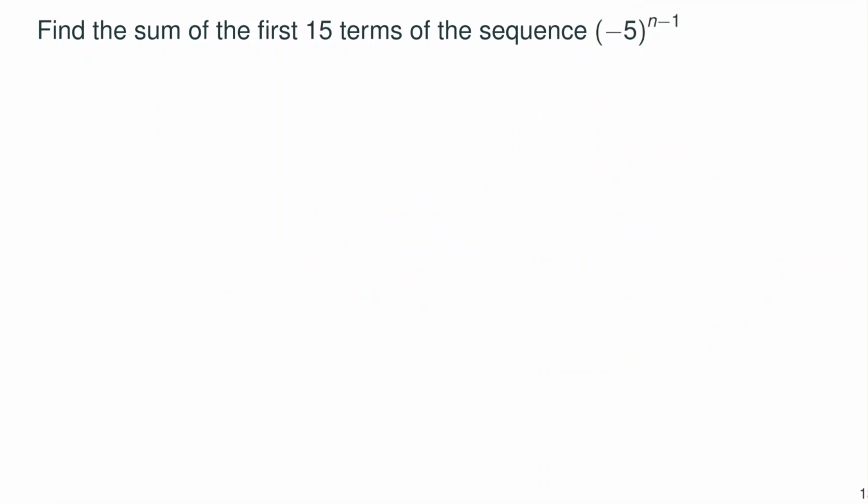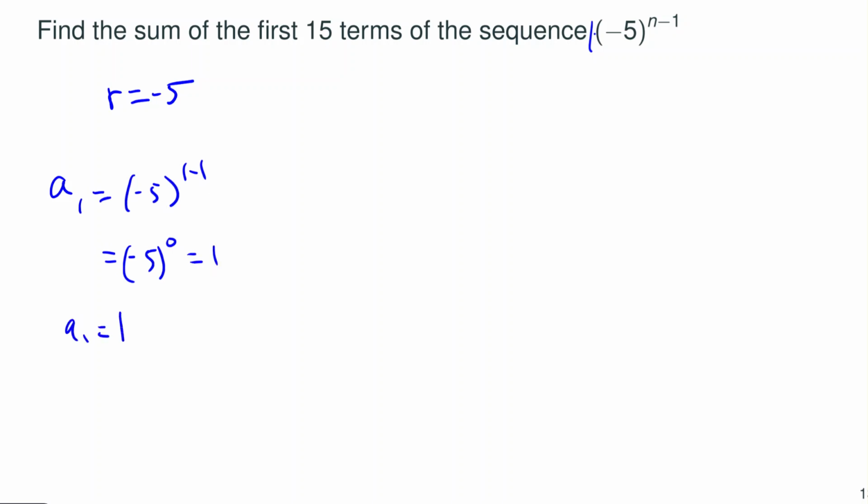Find the sum of the first 15 terms of the sequence. So in this case, we have a common ratio of negative 5. And the first term is again 1 here. For the first term, you can also check by just plugging in 1. When n is 1, what do we get? Negative 5 to the 1 minus 1 is negative 5 to the 0 power. Anything to the 0 power is 1. So here the first term is 1.